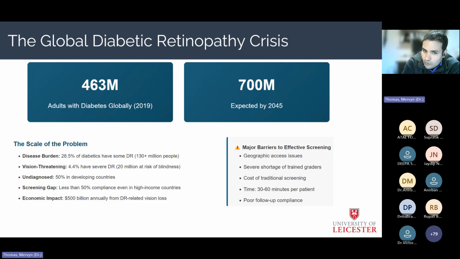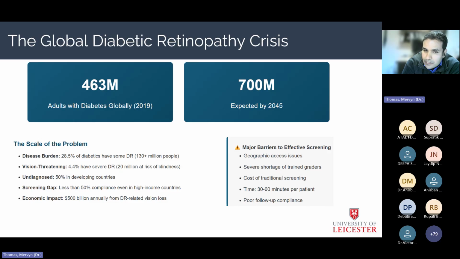And of that group, 4.4% have what's called severe diabetic retinopathy. So 20 million are at risk of blindness. Yet 50% remain undiagnosed, particularly in developing countries. And there is less than 50% compliance, even in high-income countries. So there is a screening gap as well.